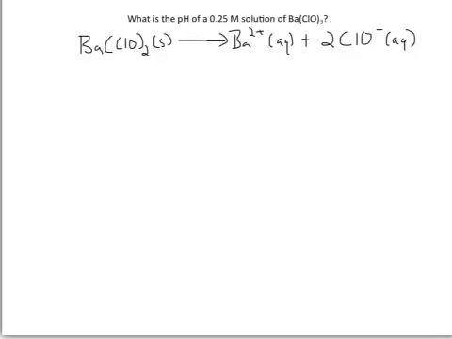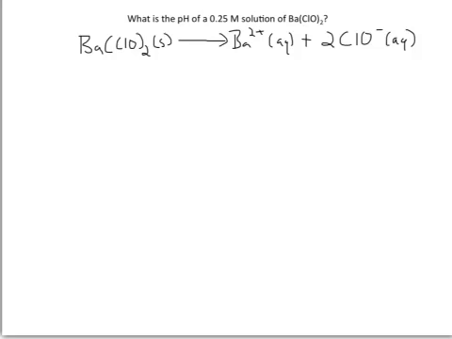In this problem, we're asked to find the pH of this salt solution. So the first thing we want to do is determine whether our salt, in this case barium hypochlorite, is acidic, basic, or neutral. So I want to start by doing what I've done here and go ahead and write out the equation for the dissociation of this salt.